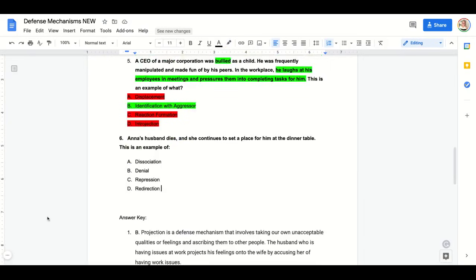Anna's husband dies and she continues to set a place for him at the dinner table. This is an example of A, dissociation, B, denial, C, repression, or D, redirection. We know it's not redirection. That's not even a defense mechanism. It's not dissociation. We're not seeing any of that out-of-body stuff happening. So now we're down to denial or repression.